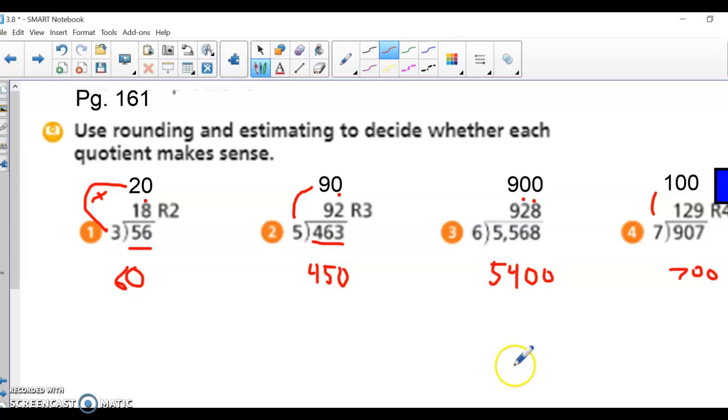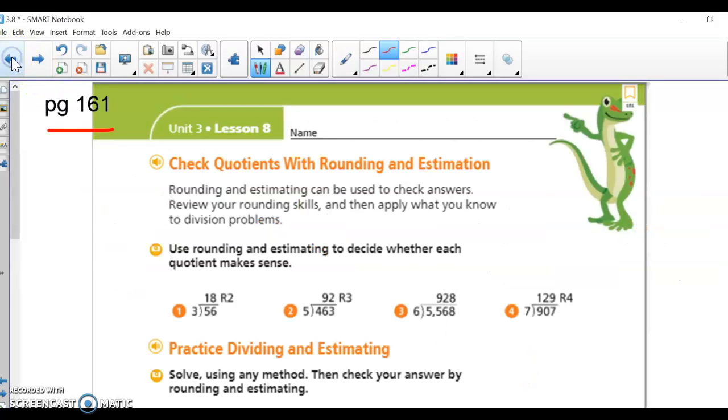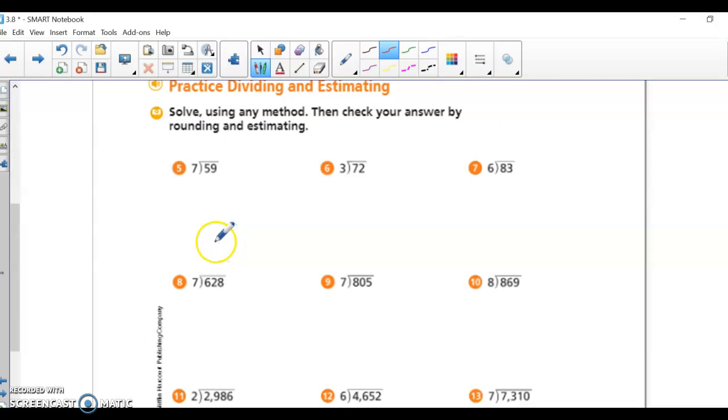Okay, so now your job on the rest of this page, oops, go back to it. Your job on the rest of this page now is going to be, you're going to do several of these problems. So 59 divided by 7. First, you solve it. And then take your quotient, your answer, round it, multiply by 7, and see if you're close to 59. If you are, that's great. You probably got it right. Move on and do both steps for number 6, 7, and so on.